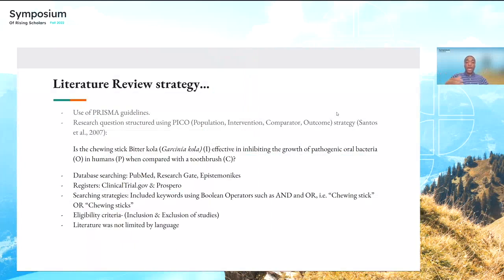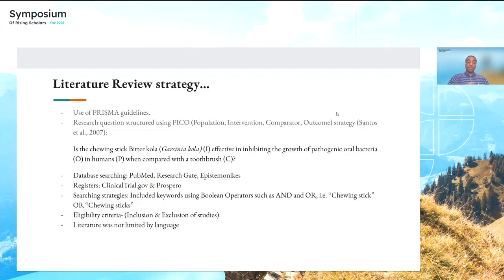For the literature review, I used the PRISMA guideline, which is essentially a guideline that helps in writing systematic reviews. My research question was made using the PICO strategy, which stands for population, intervention, comparators, and outcome. And it came in the form of: is a chewing stick, Beta cola, more effective in inhibiting pathogenic oral bacterial growth in humans when compared with toothpaste?